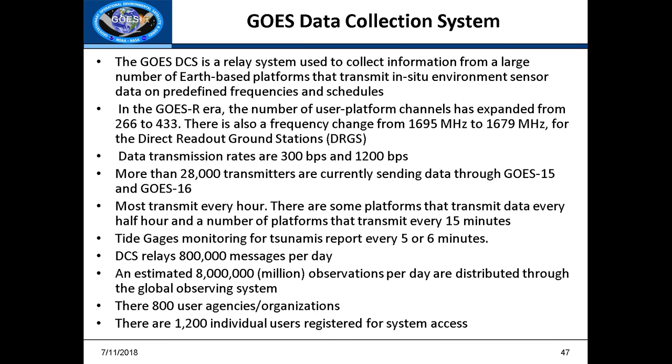I mentioned the data collection system earlier. The transmission rates are 300 bits per second and 1,200 bits per second up to the satellite from the data collection platforms. And then the data is received at Wallops, and it is available for download by users, or it's also put on HRIT M1 for transmission, so that HRIT M1 users can receive it.